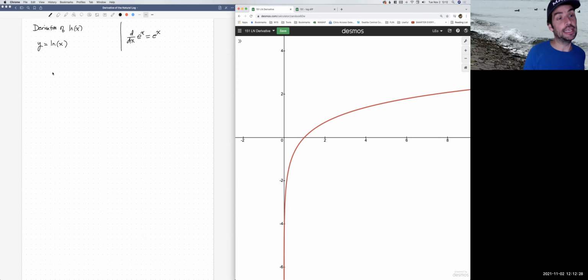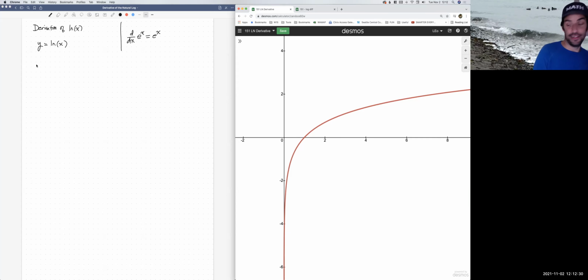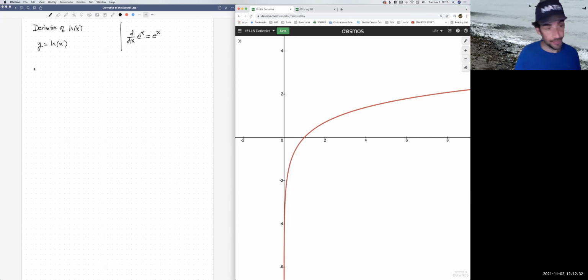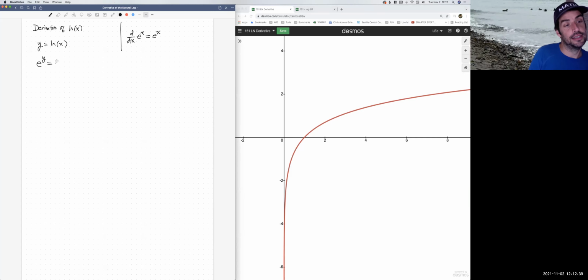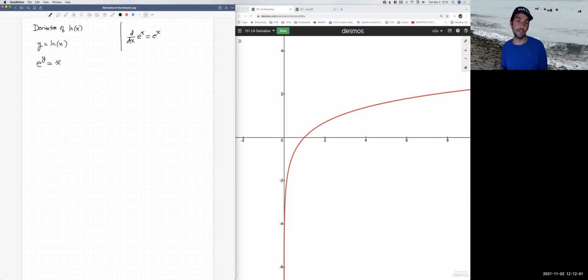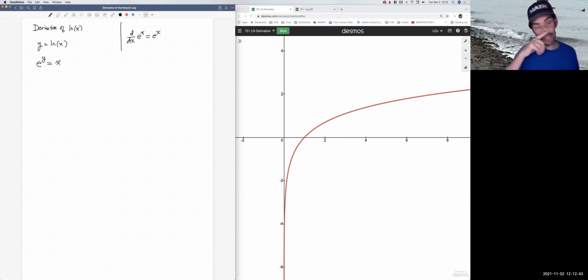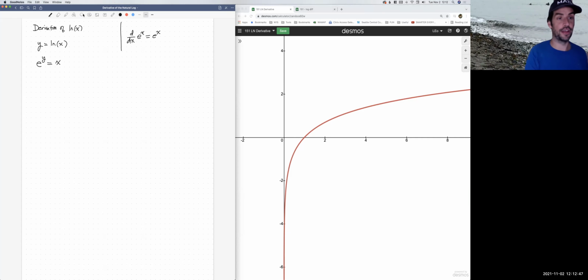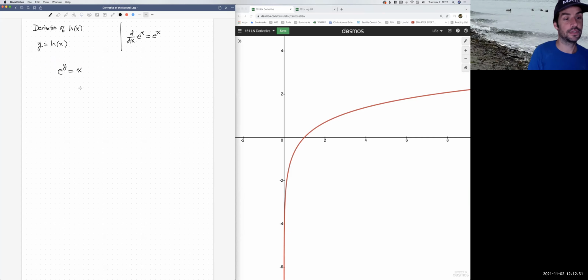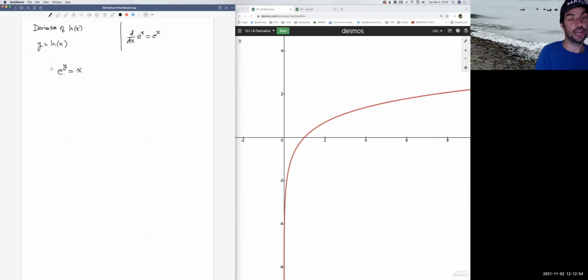If I have y equals the natural log of x, this means, right, the definition of this inverse function is to say that e to the y is equal to x. All right, that's what it means for this to be the inverse of that function. So we're going to use this definition to come up with the derivative.